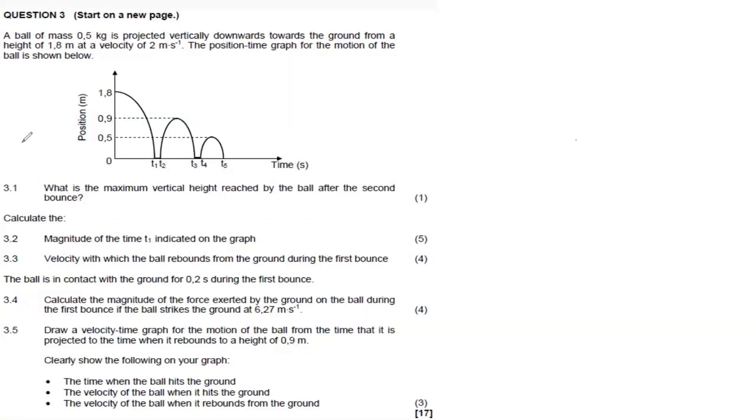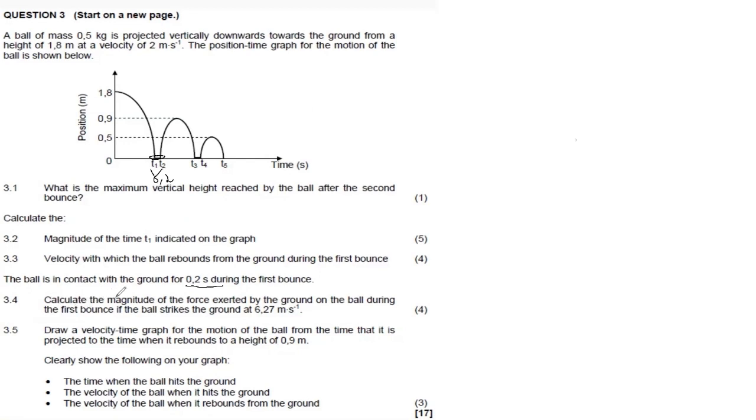Okay, so for 3.4, we have a statement just above 3.4 there, which relates to 3.4. So be careful of that. Make sure that you read the statement there. The ball is in contact with the ground for 0.2 seconds during the first bounce. So this is telling us the difference between T1 and T2, which indicates the contact time with the ground. So we are told that it was 0.2 seconds.